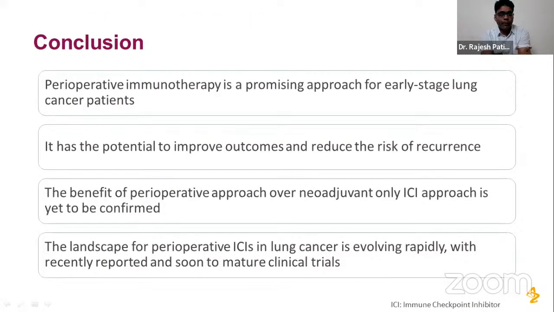So to conclude, perioperative immunotherapy is a promising approach for early stage lung cancer patients. It has the potential to improve outcomes and reduce the risk of recurrence. The benefit of the perioperative approach over the neoadjuvant only approach is yet to be confirmed, but both can be considered as a standard of care. And this perioperative approach, in my opinion, should be considered at least in stage 3 patients.